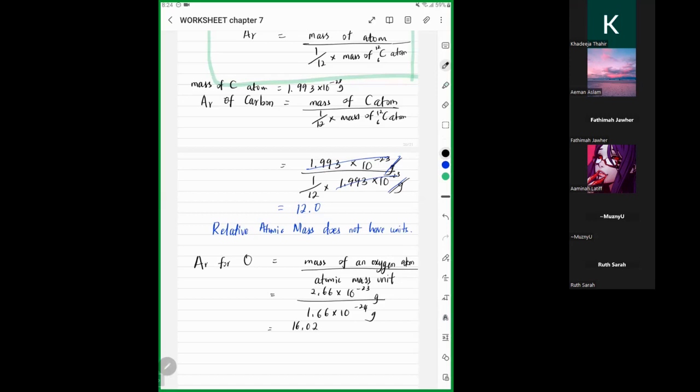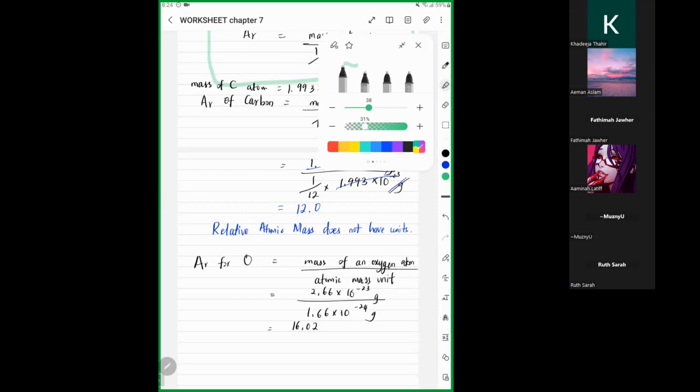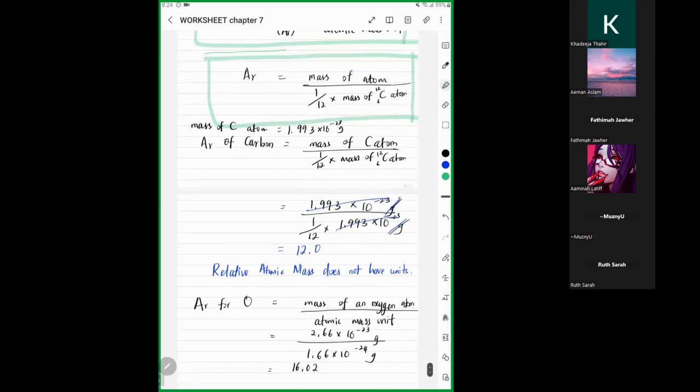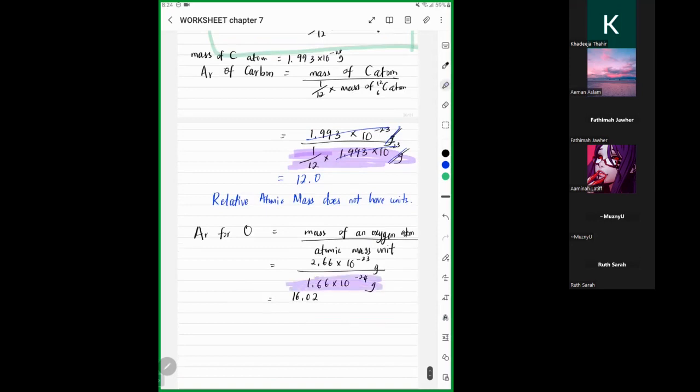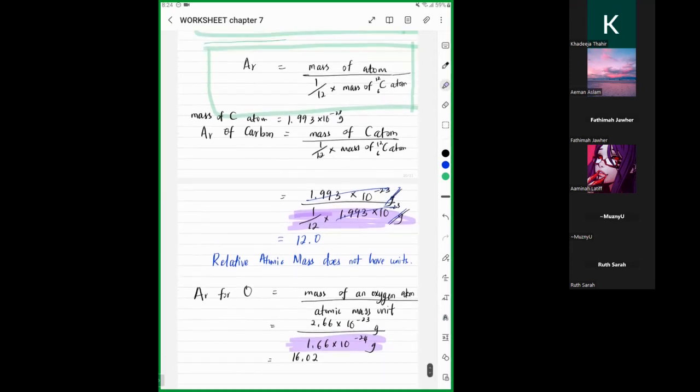Same thing, right? This and this mean the same thing. 1/12 into this value, if I find the value, this is the value. So either you put the value itself or you can put 1/12 into 1.993 into 10 to the power minus 23. Both mean the same, right? Because atomic mass unit is in fact 1/12 into the mass of a carbon 12 atom. So I hope everyone got that.